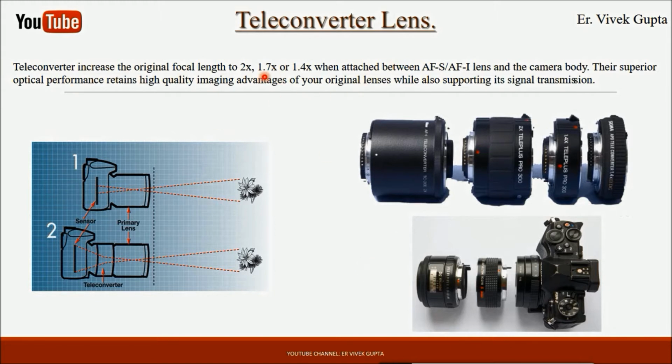Similarly for other teleconverters, these are basically used to increase the focal length by adding a ring between the camera body and a lens. So in this manner, this is attached to the camera body. You can also attach two or more in a single combination to get more and more zoom factor.